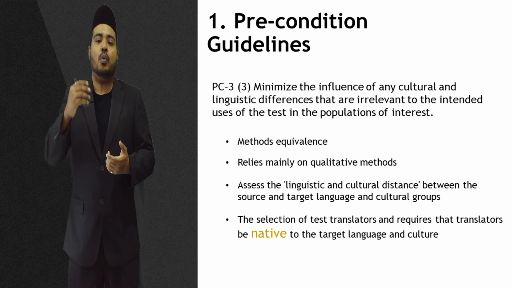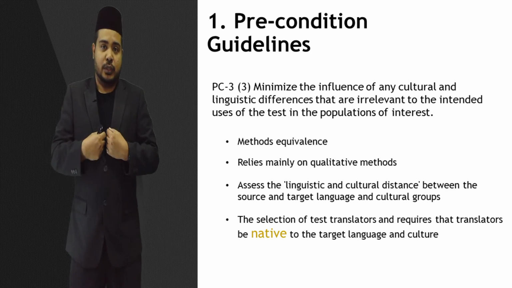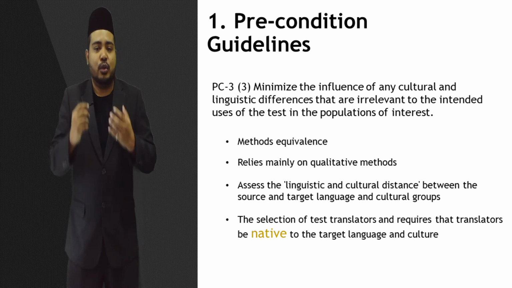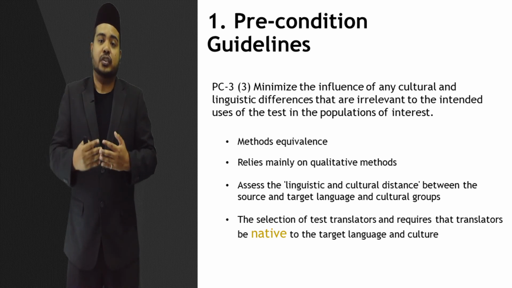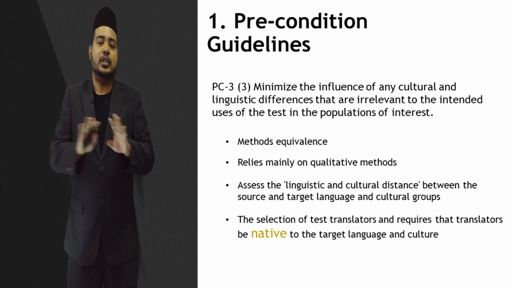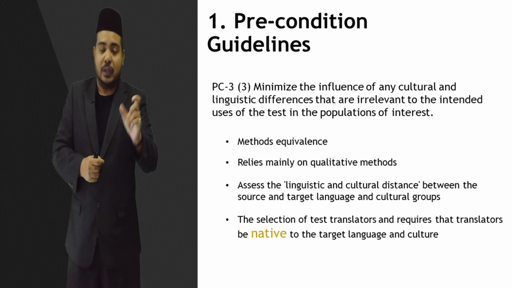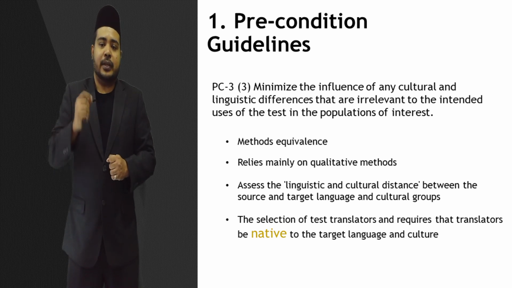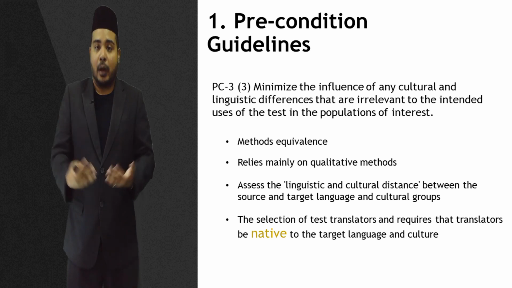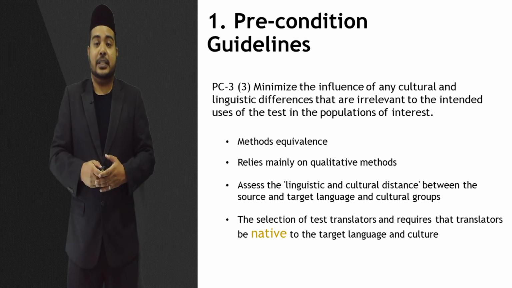It relies mainly on qualitative methods, through interviews and observation. In this aspect, we as test users who want to adapt the test need to assess the linguistic and cultural distance between the source and the target language, as well as the cultural groups. Here we want to establish that there are no language barriers, and no specific jargons of a particular culture exist in the test. The selection of test translators requires that translators be native to the target language and culture. So we must find or employ translators who are native speakers of the Malay language, if we take the example of the intelligence test.